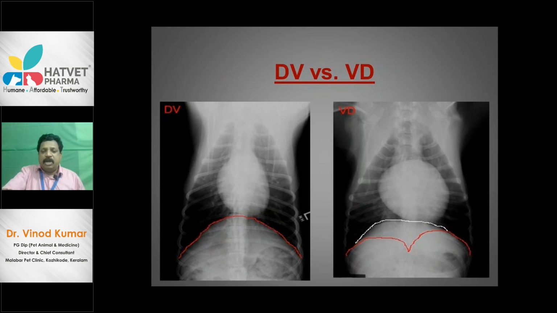So you can see the cupula on the top. This is the cupula and this is the right crus. This is the left crus. The right and the left crus can be seen as ears of the Mickey Mouse. That is how we can clearly differentiate whether it's a VD radiograph or a DV radiograph.